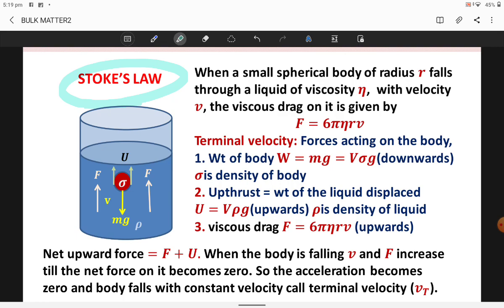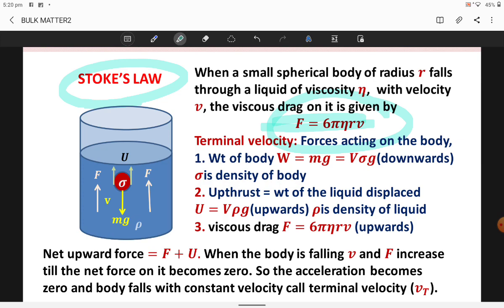Whenever a metallic ball is moving through a liquid or fluid, whatever it would be, then there will be a force acting on it to decelerate the motion of the ball. Okay, then that force is written as 6 pi eta r v, where r is the radius of the ball and v is the velocity called terminal velocity.